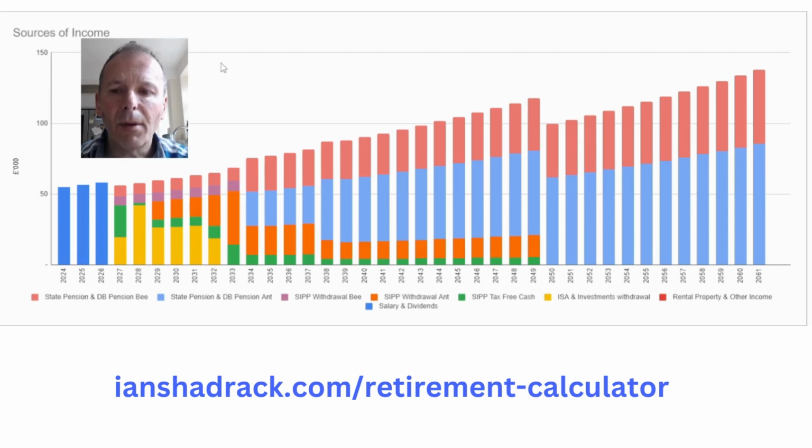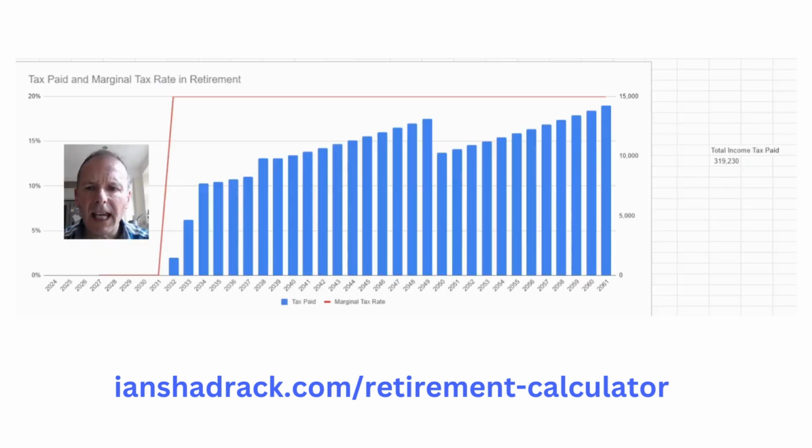In this example, the couple have a defined benefit pension with some upfront tax-free cash, and then they're using UFPLS to take tax-free cash from their defined contribution pensions, and the tax-free cash here is shown in green. Then here we've modelled marginal income tax rate in retirement and the tax paid each year, and then we've also added up the total income tax paid over the next sort of 30-40 years.